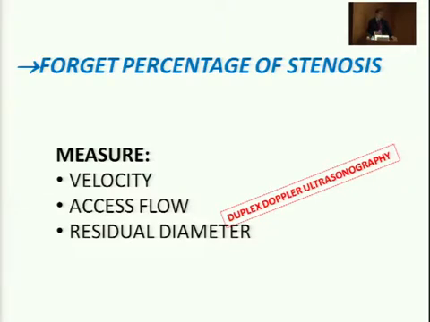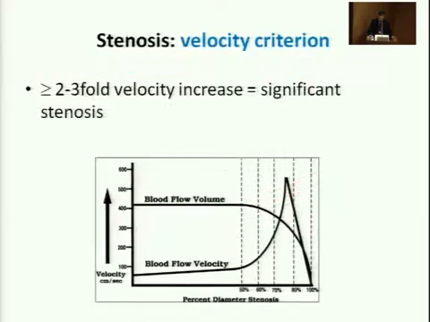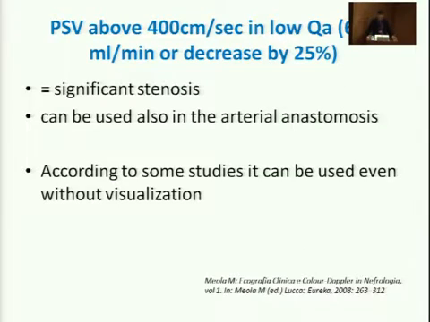All these parameters could be perfectly visualized by duplex Doppler ultrasound. The velocity criterion is based on this relation, as I already mentioned, and mostly 2 to 3-fold velocity increase is thought to be associated with a significant stenosis.